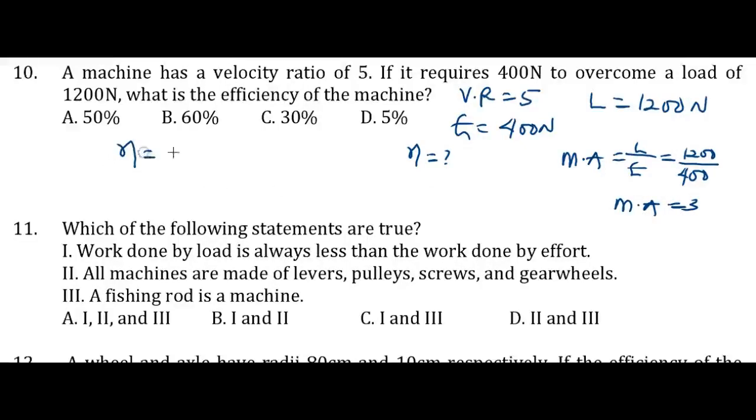So don't forget, efficiency is mechanical advantage over velocity ratio times 100. So our mechanical advantage is 3. Velocity ratio given to us is 5 multiplied by 100. All right? So this will be 60%.